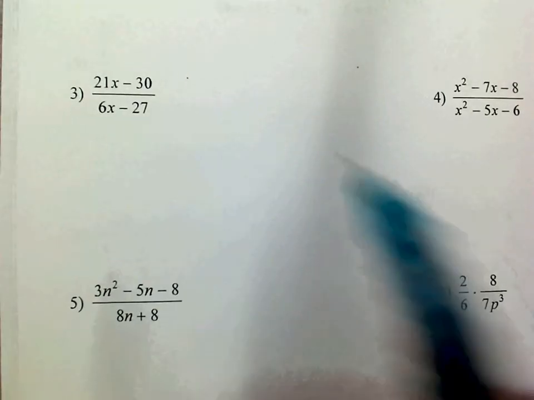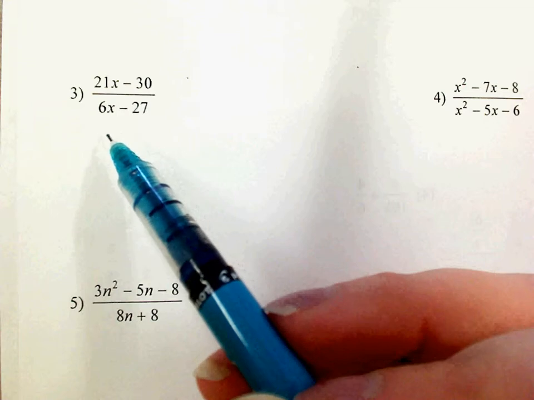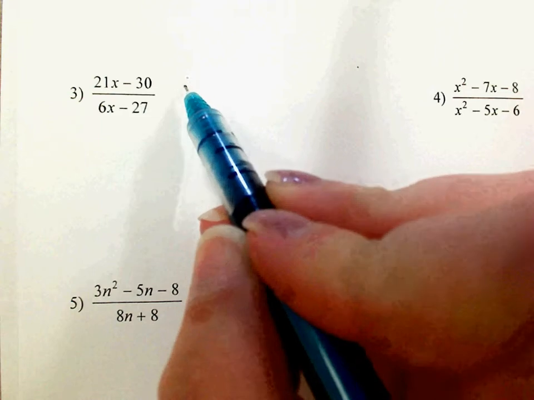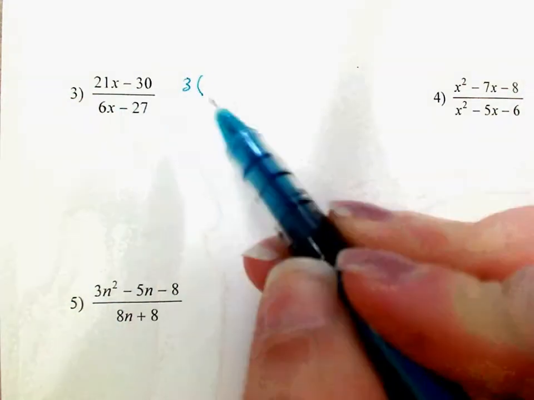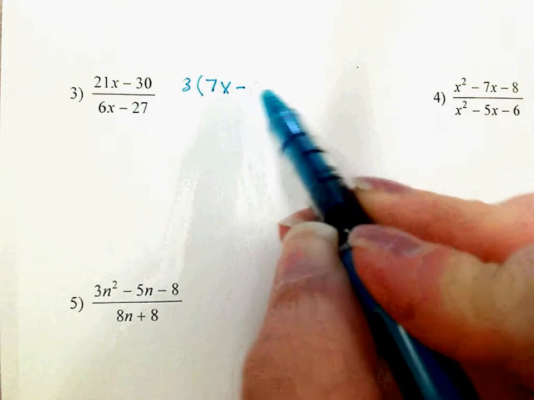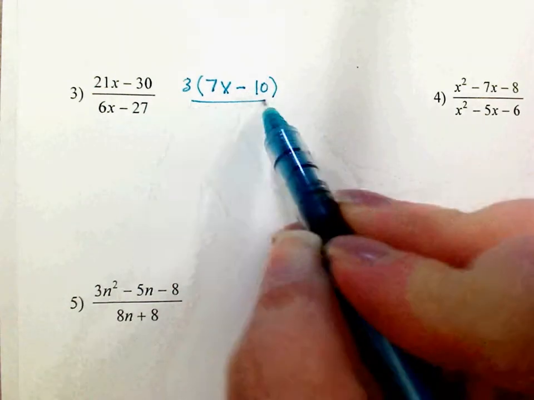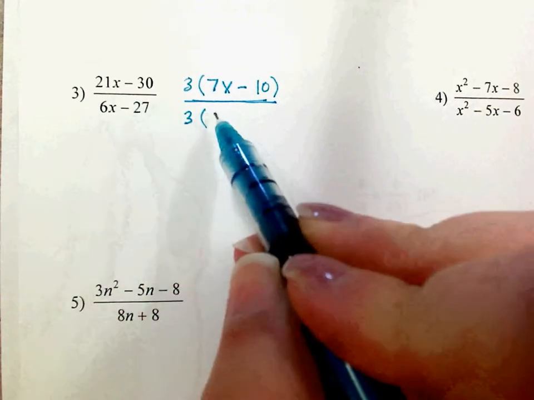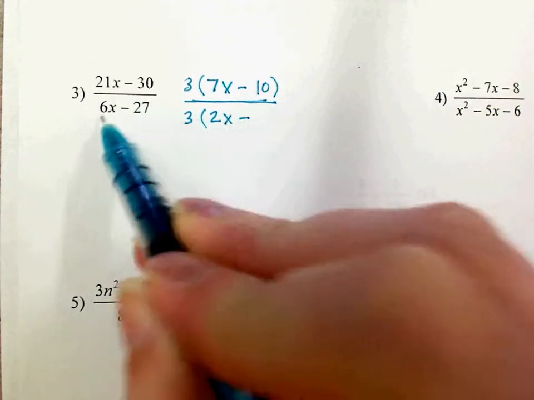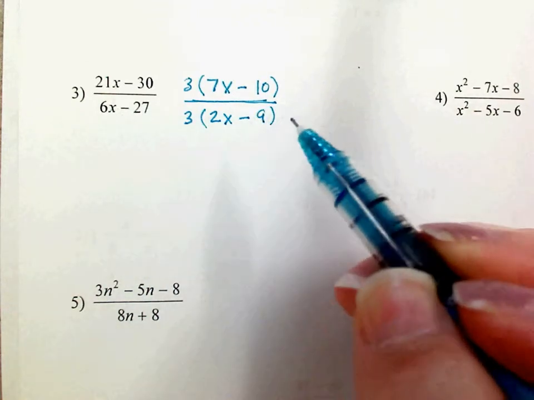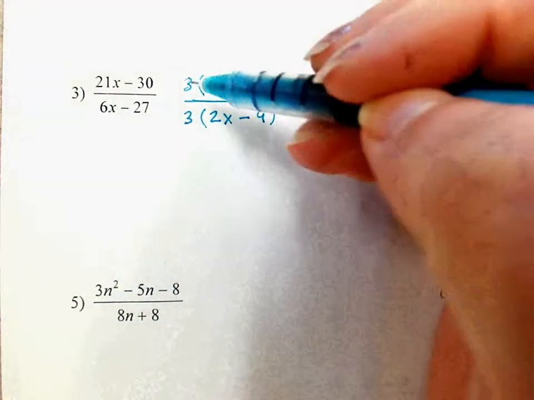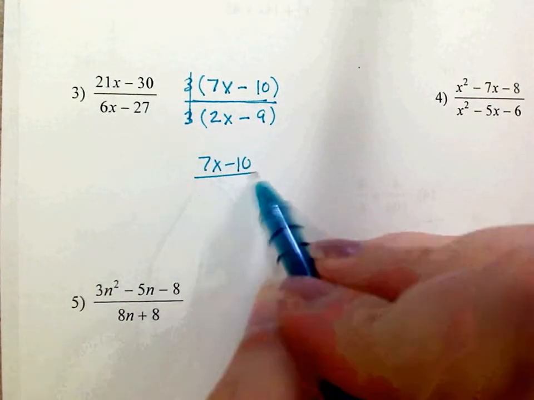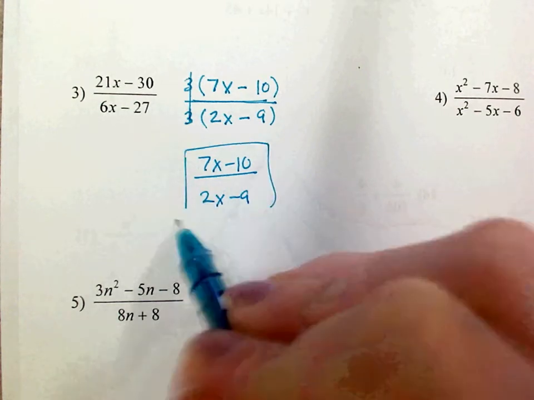What do you notice about 21 and 30? What goes into 21 and 30? 3? Okay, how many times does 3 go into 21? So I've got 7x minus 10. What goes into both 6 and 27? So 3 goes into 6 how many times? Okay, and then 3 goes into 27 9 times. What cancels? The 3's, okay? So my final answer is just... Okay. And there we go.